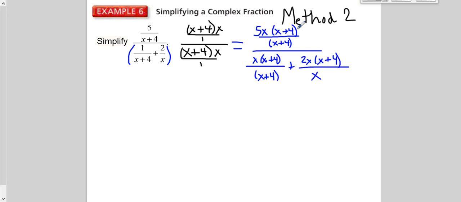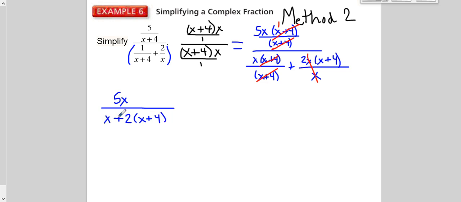Okay, if you didn't do the canceling in your head, you're doing it now with me. Those divide to be 1, sorry. Anything divided by itself is 1. This x plus 4 cancels out this x plus 4, and this x cancels that x. So all of those 3 denominators got canceled out. Let's write down what's left. 5x on the top. The denominator is x plus 2 times x plus 4.